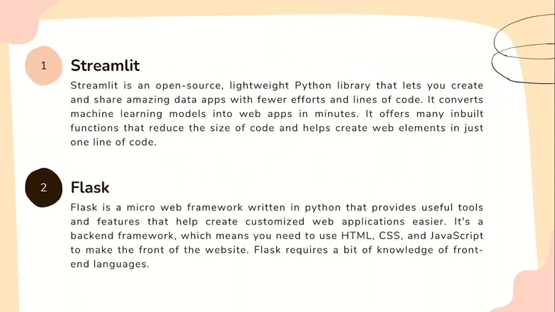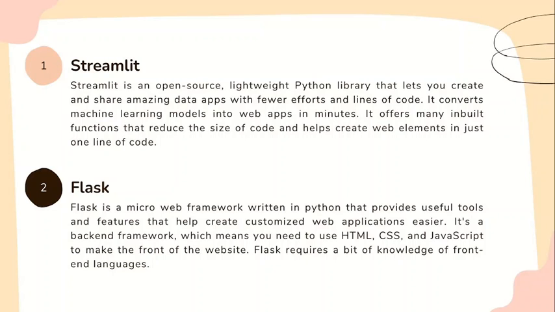First is Streamlit. Streamlit is an open source lightweight Python library that lets you create and share amazing data apps with fewer efforts and lines of code. It converts machine learning models into web apps in minutes. It offers many inbuilt functions that reduce the size of code and help create web elements in one line of code. Second is the Flask library.